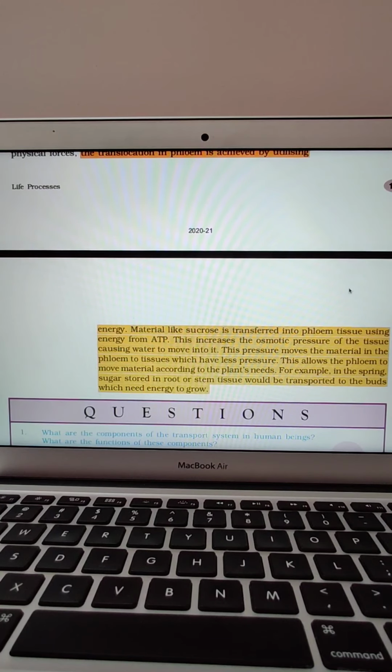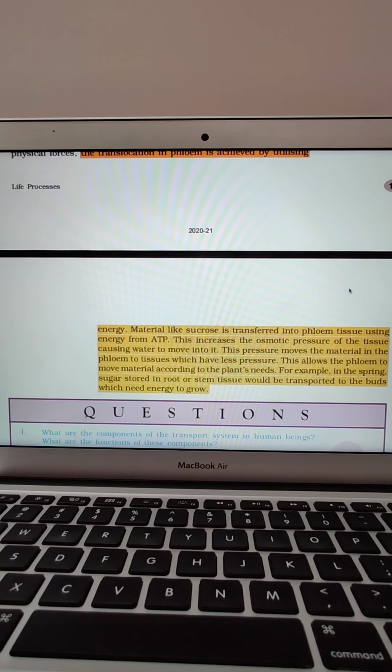And due to the difference in the osmotic pressure, the water moves into the phloem in which this carbohydrate is dissolved, and the material in the phloem is transported through the same process. Why? Because the phloem tissue also has a lower pressure. So due to this difference in the osmotic pressure of different tissues, the food is translocated from one cell to another. And as I have told you, that also depends on the season.